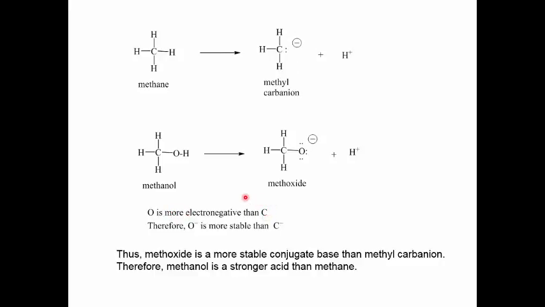If oxygen is more electronegative than carbon, it's better able to accommodate the negative charge than carbon. Therefore, O- is more stable than C-. The methoxide ion is more stable than the methyl carbanion. Thus, methoxide ion being a more stable conjugate base than the methyl carbanion, methanol is a stronger acid than methane.